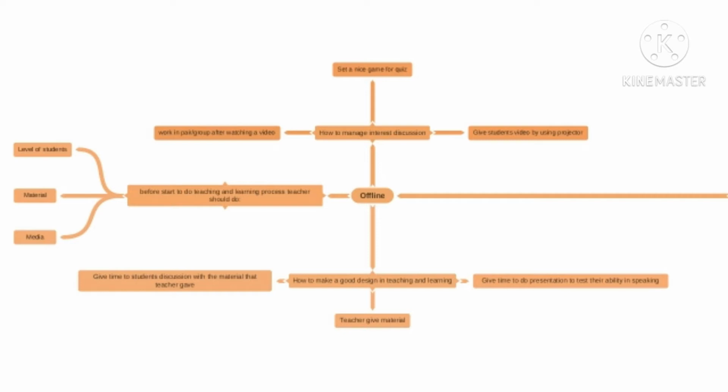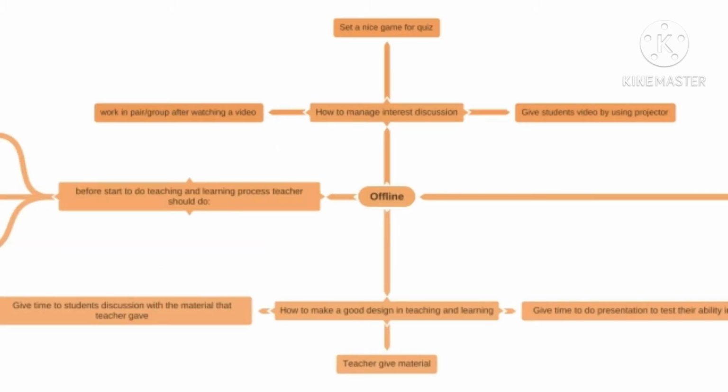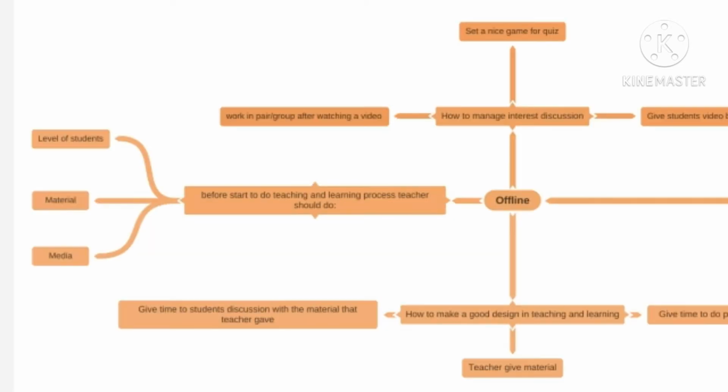Okay, next is about design and broadcasting discussion in offline mode. How to make a good discussion in the teaching and learning process. Firstly, the teacher gives material to the students, and next, the teacher gives time to students to discuss with their friends about the material that the teacher gave. And the last is to give time to do a presentation to test their ability in speaking.